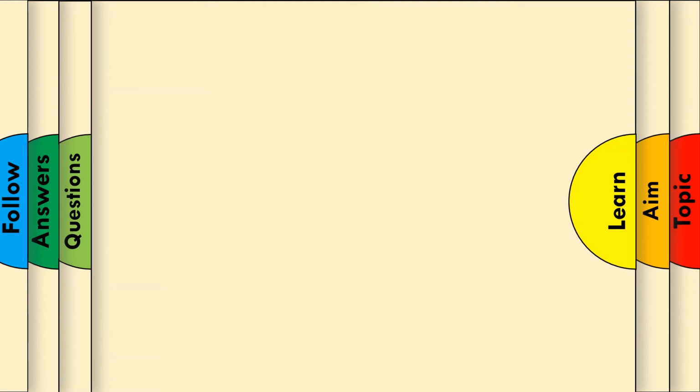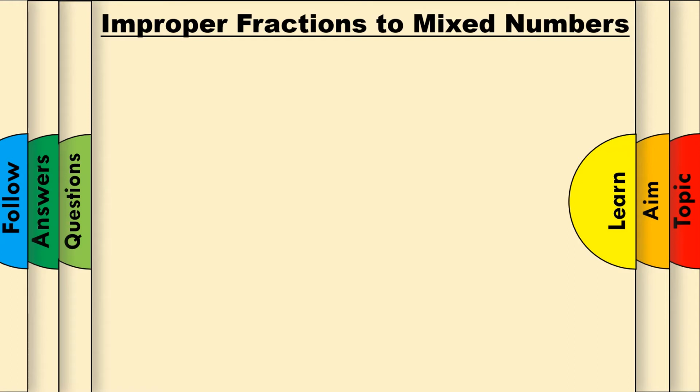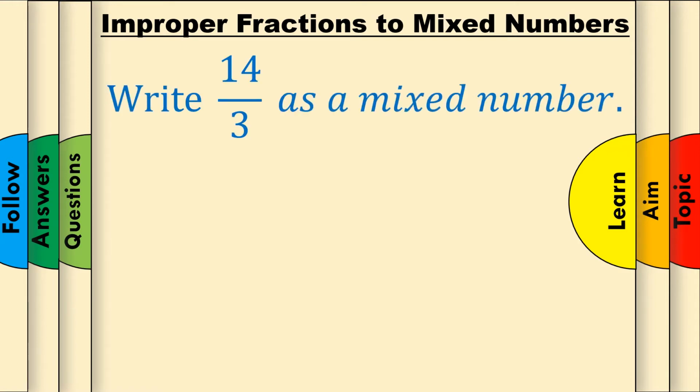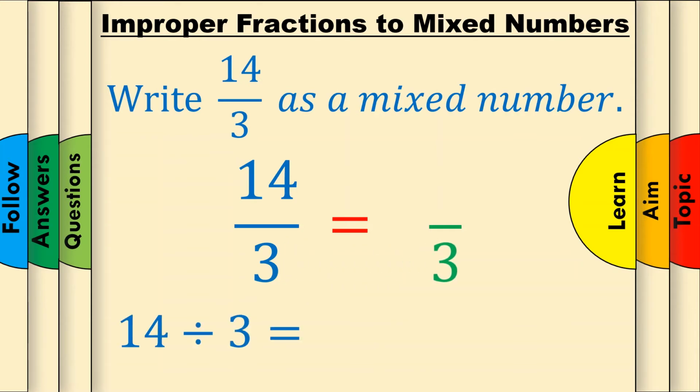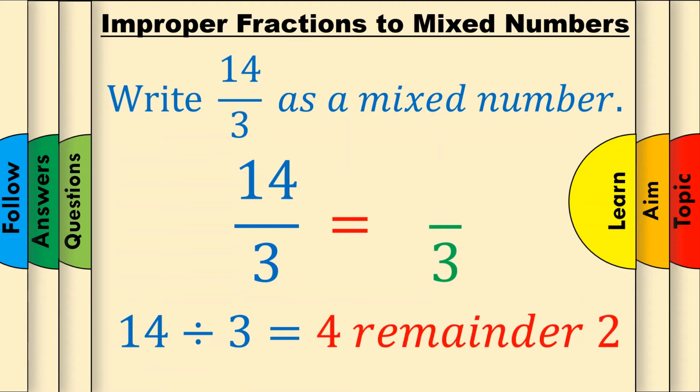Great! Let's now take a look at the opposite, converting improper fractions back into mixed numbers. Write 14 over 3 as a mixed number. Similar to before, we need to drag the bottom number into the fraction part of our answer. Now, we need to divide the top number by the bottom number to give us an answer with a remainder. In this example, 14 over 3 gives us 4 remainder 2. The whole number 4 becomes a whole number in the answer, and the remainder 2 goes on top to complete our fraction part. Our final answer is 4 and 2 over 3.